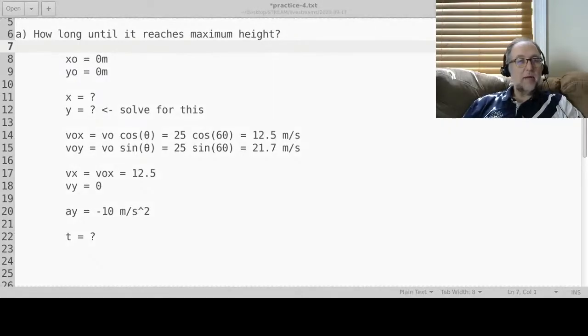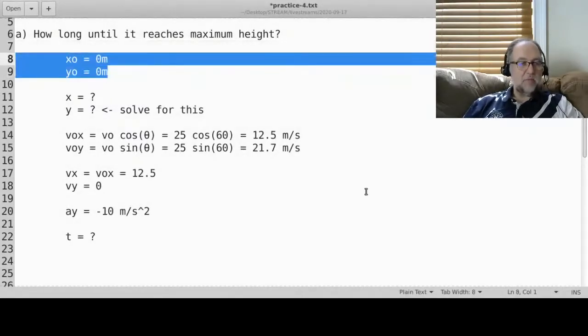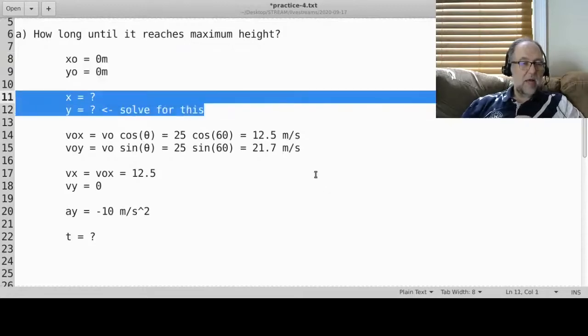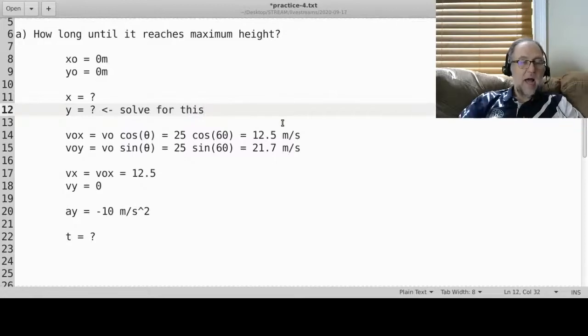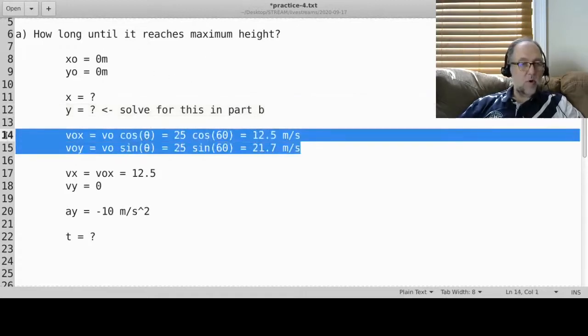Just to repeat, this was our initial position, those two numbers. It starts at the origin, so x naught is 0, y naught is 0. This was the final position, x and y, and we didn't know either of them. In fact, y is what we want to solve for in part B, because part B asks for the maximum height. And here's where we were.